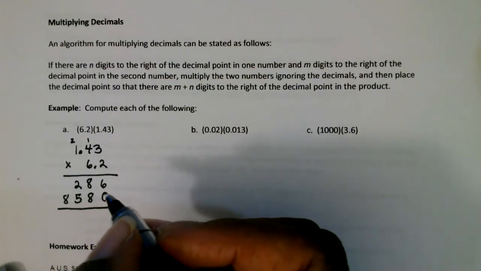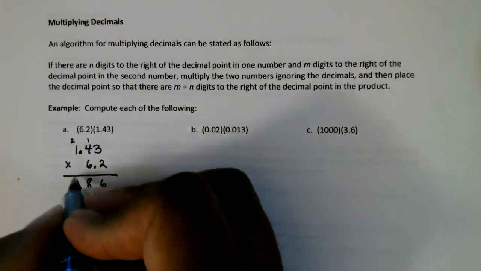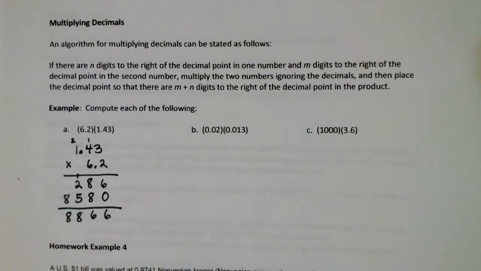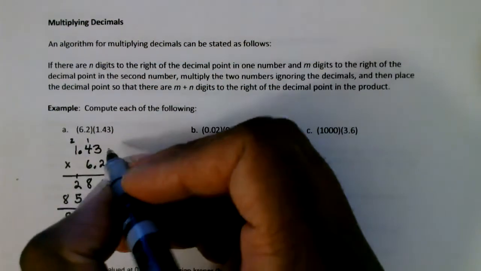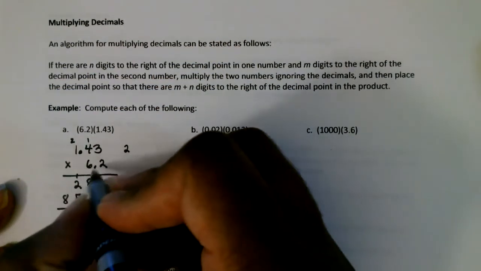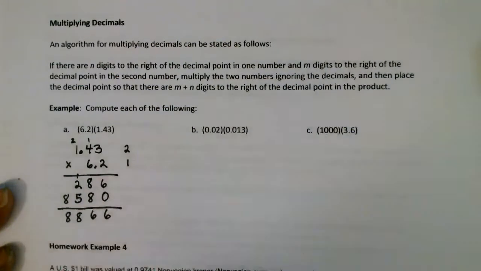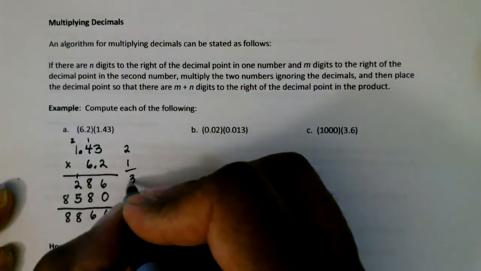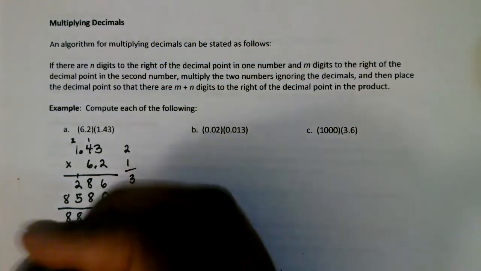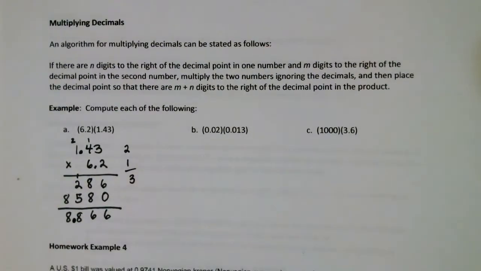Then we add our partial products here. This will be 6, 6. 1 plus 2 is 3, plus 5 is 8. Bring down the 8. Now, in this case, we need to count the number of decimal places in the first number. There are 2. In 6.2, there's one number behind the decimal point. Add 2 plus 1, that would be 3. So my final answer will have to be the number with 3 digits behind that decimal point. So that decimal point in this case will be behind the first 8. So my final answer there will be 8.866.